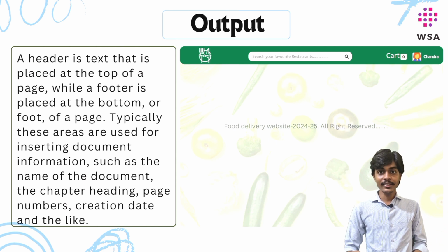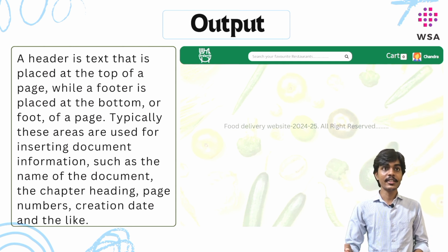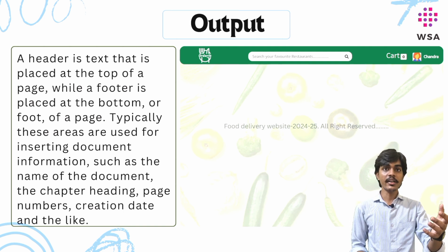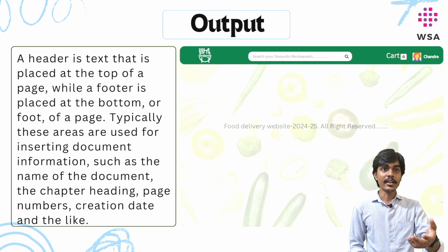So now I will discuss what the header is and what the footer is. The header is text that is placed at the top of the page, where our search for your favorite restaurant is mentioned. So it is a header part. Cart is a header part, and the order is also a header part.